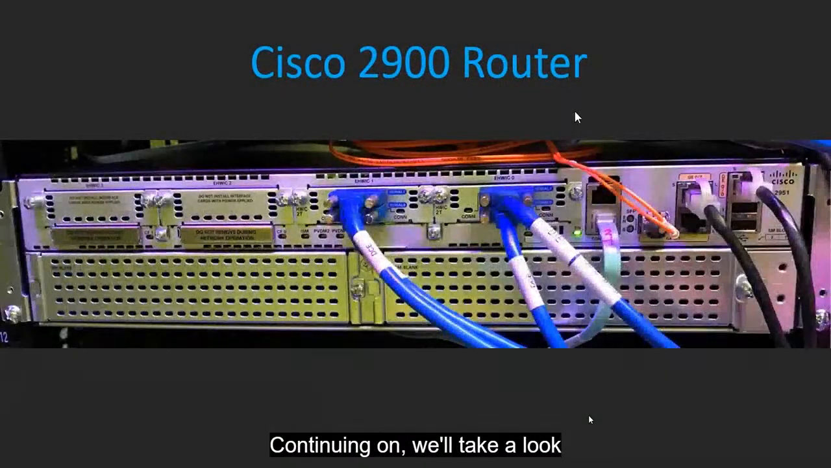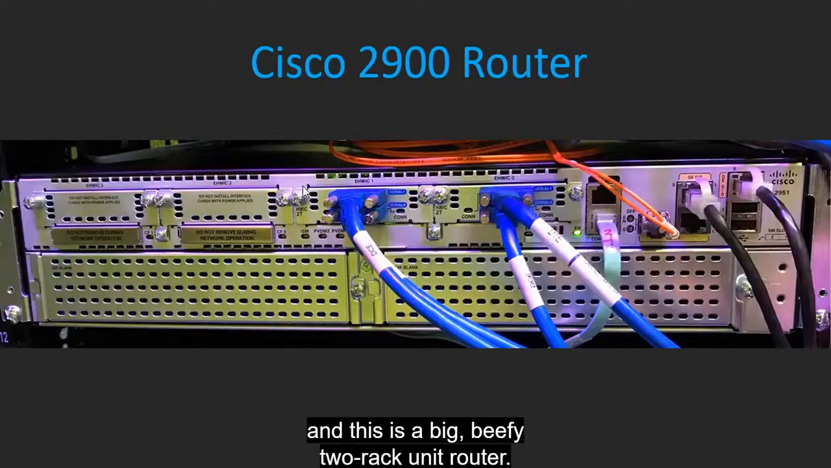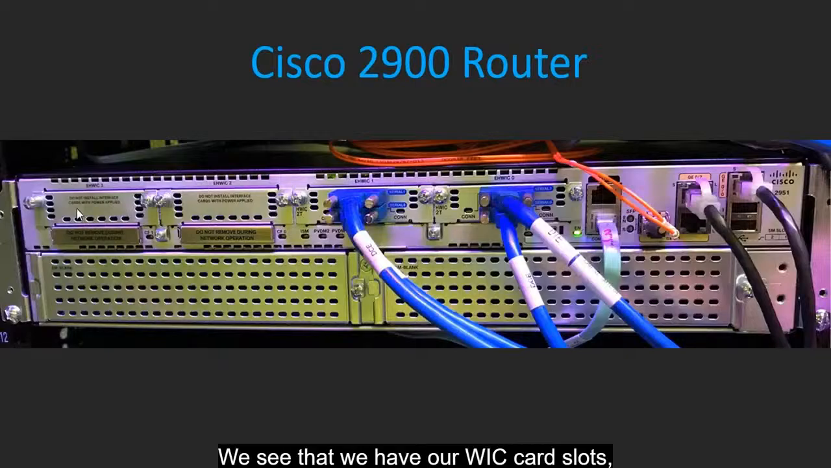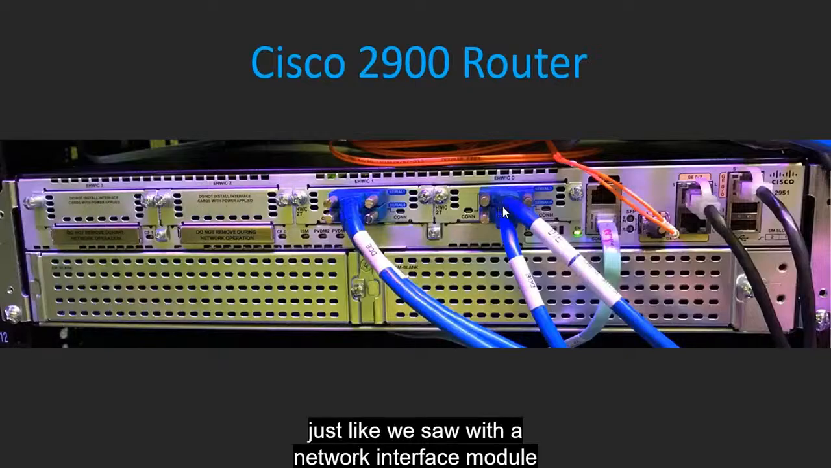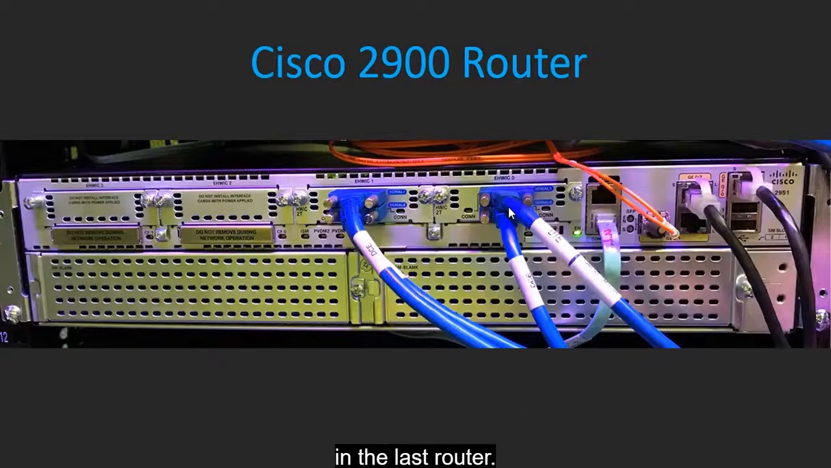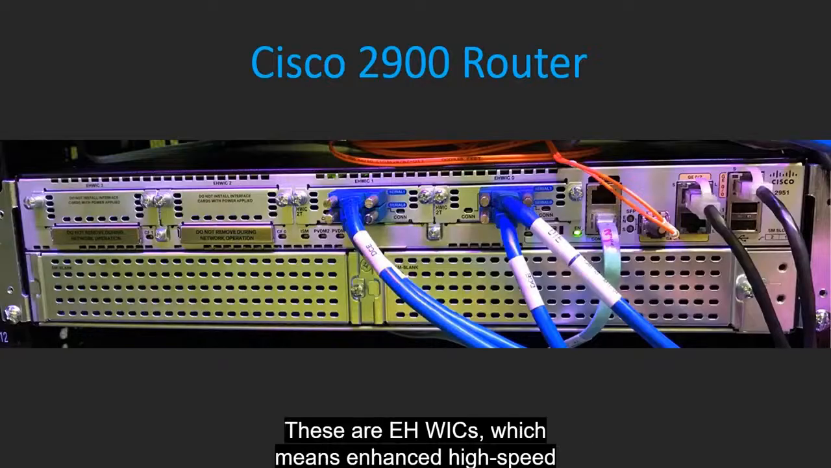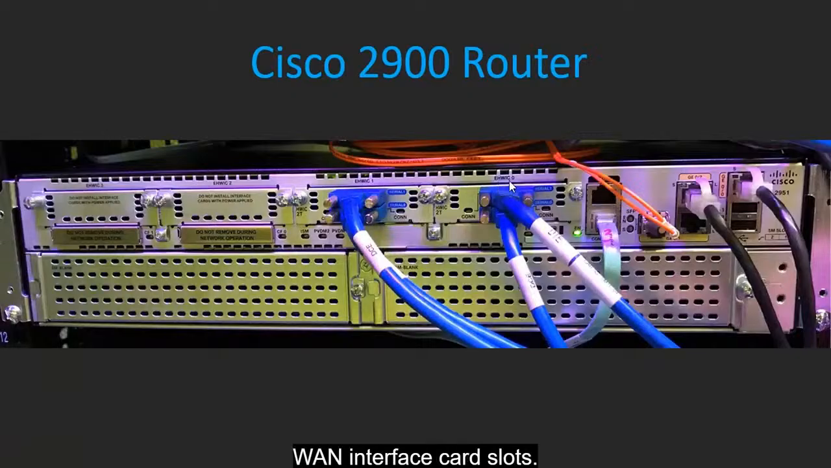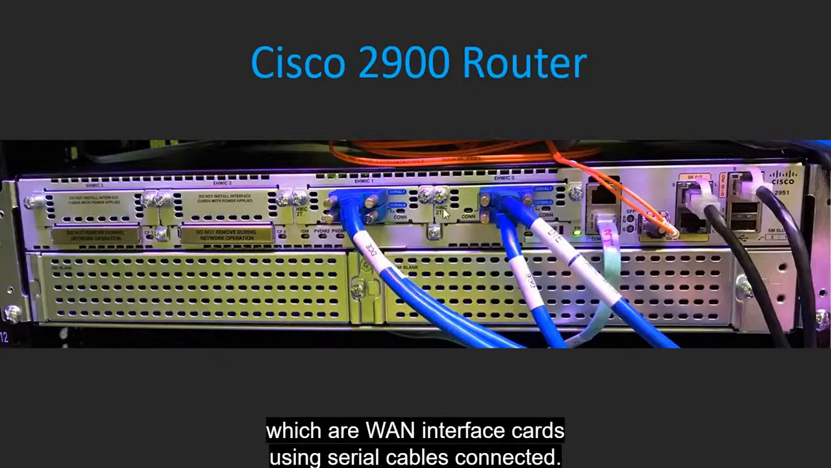Continuing onwards, we'll take a look at a Cisco 2900 series router, and this is a big, beefy 2-rack unit router. It's 2 rack units high. You can take a look at the height of this thing. We see that we have our WIC card slots, just like we saw with a network interface module in the last router. WIC stands for WAN Interface Card. These are EHWIC slots, which means Enhanced High-Speed WAN Interface Card slots. I've got 2 of these WIC-2Ts, which are WAN interface cards using serial cables connected.